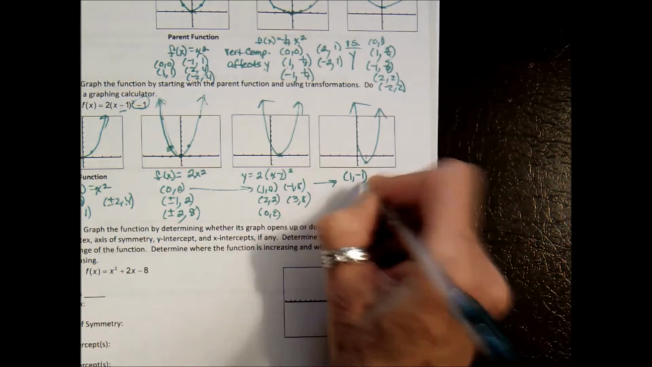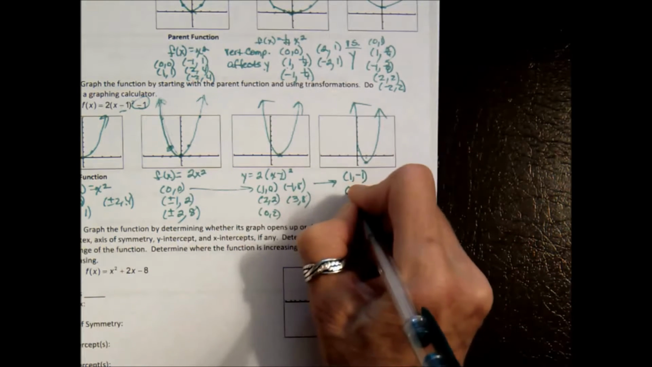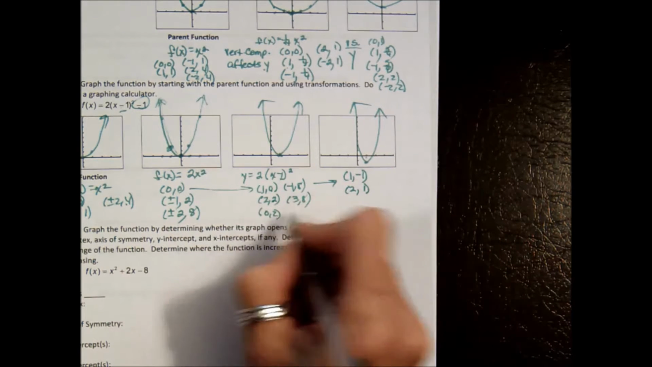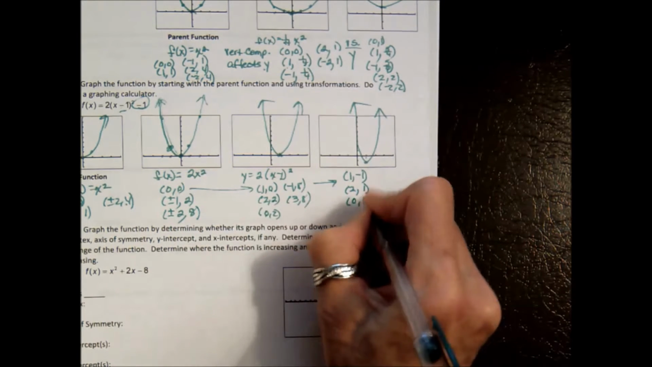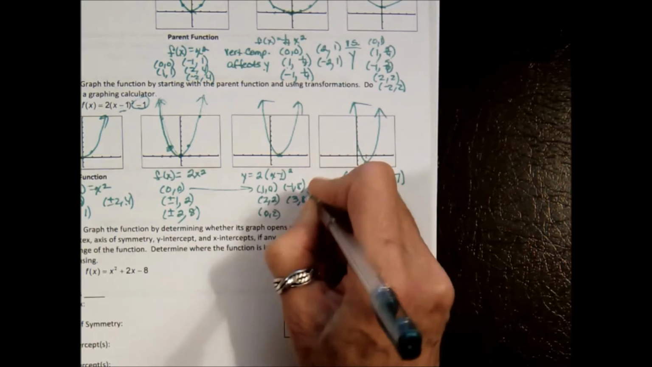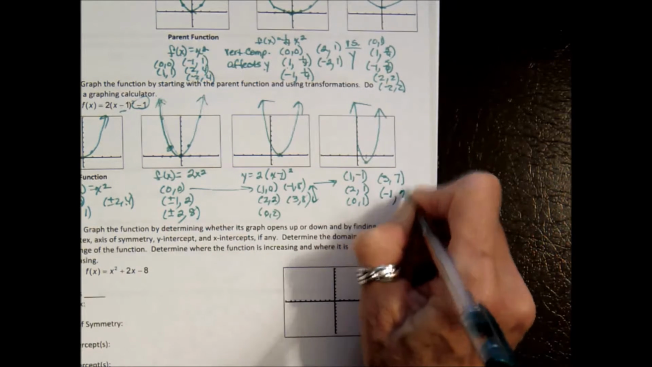If I continue with those points, my (1, 0) becomes (1, -1). Then I have the point (2, 1). So instead of (2, 2), it's (2, 1). And instead of (0, 2), I have (0, 1), because it brought it down 1. Instead of (3, 8), I have (3, 7). I should have had those in reverse, by the way. Instead of (-1, 8), I have (-1, 7). So you could plot those points. It's important to know what the shifting does, what it affects, the x or the y.